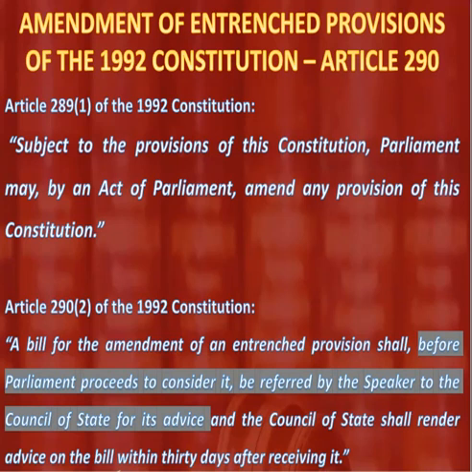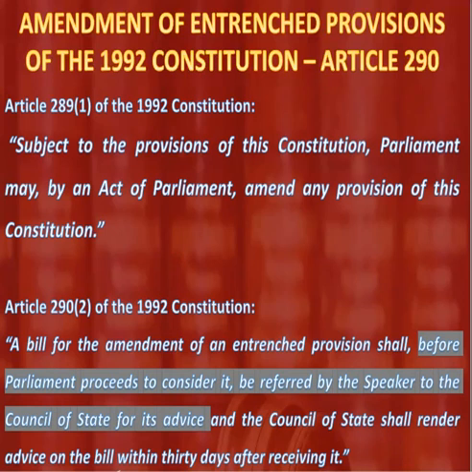I'll take it again. Article 290 clause 2 of the Constitution: "A bill for the amendment of an entrenched provision shall, before Parliament proceeds to consider it, be referred by the Speaker to the Council of State for its advice, and the Council of State shall render advice on the bill within 30 days after receiving it." And the quote ends. So what do we get from Article 290 clause 2?